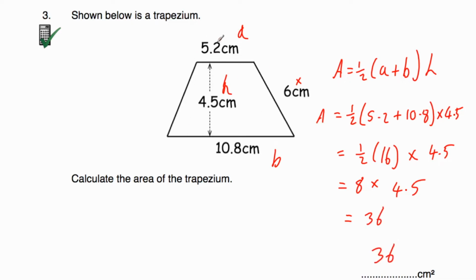And just to recap, we added together the lengths of the two parallel sides, the 5.2 and the 10.8, to get 16. We half that to get 8, and then we times by the perpendicular height. 8 times 4.5 would be 36. So the area of this trapezium is 36 centimeters squared.